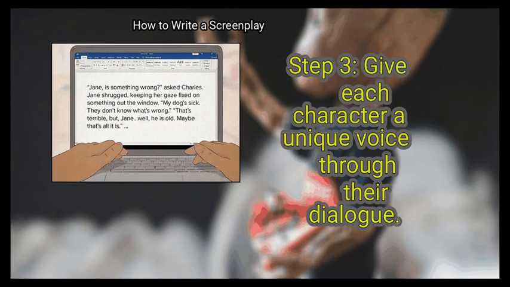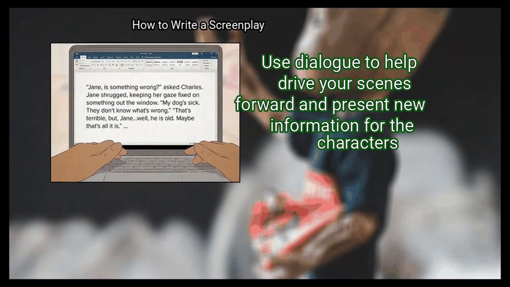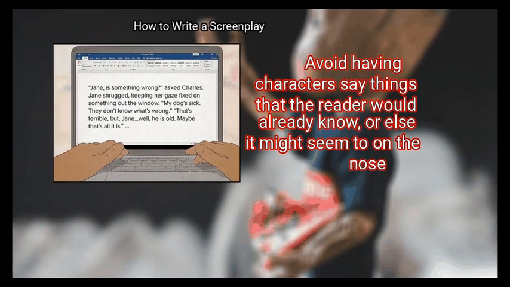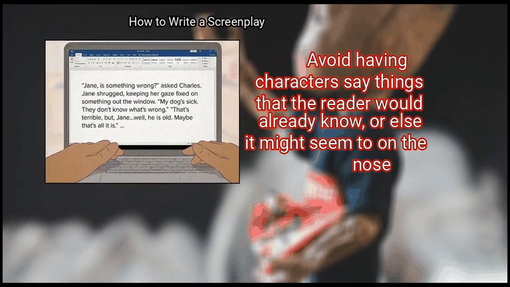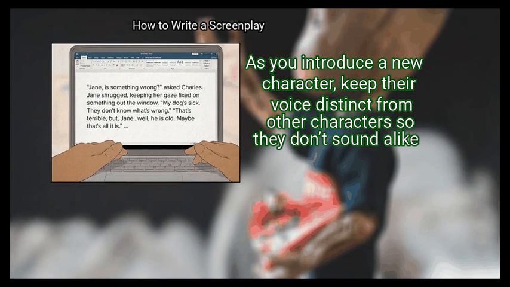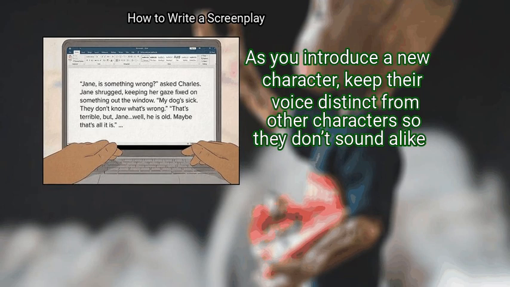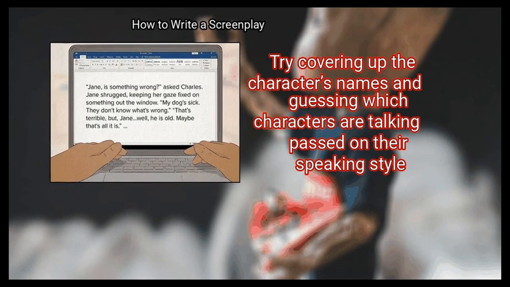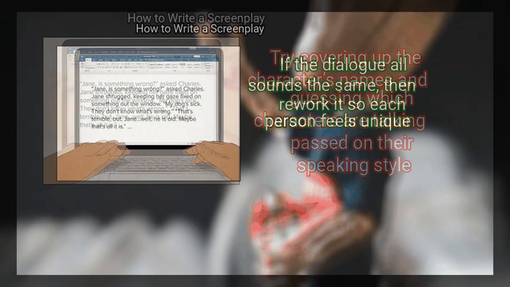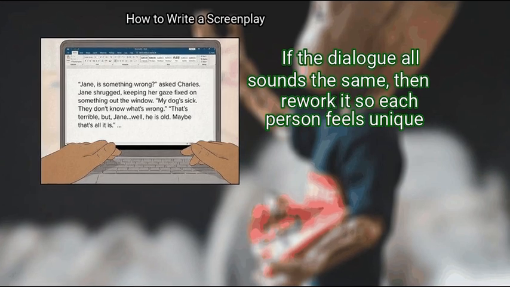Step 3. Give each character a unique voice through their dialogue. Use dialogue to help drive your scenes forward and present new information for the characters. Avoid having characters say things that the reader would already know, or else it might seem too on the nose. As you introduce a new character, keep their voice distinct from other characters so they don't sound alike. Try covering up the characters' names and guessing which characters are talking based on their speaking style. If the dialogue all sounds the same, then rework it so each person feels unique.